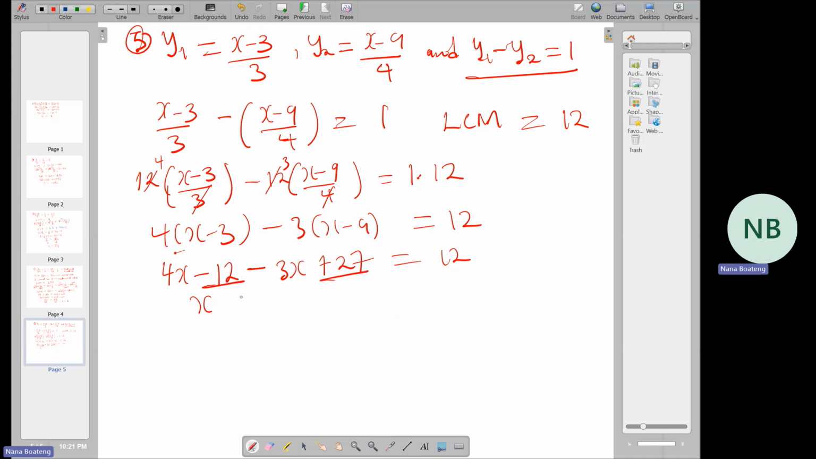So now we can expand the parentheses, and so 4 times x is 4x, 4 times negative 3 is negative 12, minus 3 times x is 3x, minus 3 times minus 9 is positive 27, and this equals 12. All right, so 4x minus 3x is x, and negative 12 plus 27 is 15, and this equals 12. So we can subtract 15 on both sides, and that gives us x is equal to 12 minus 15, which is equal to negative 3. So x is equal to negative 3 is our solution.